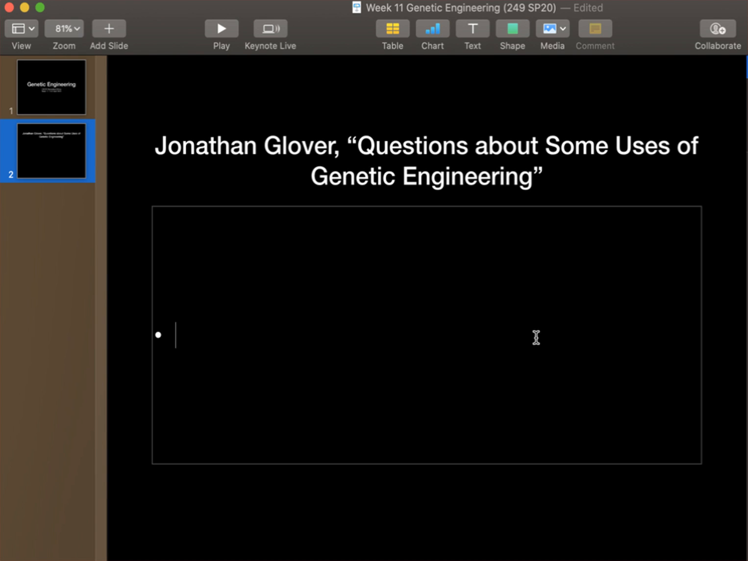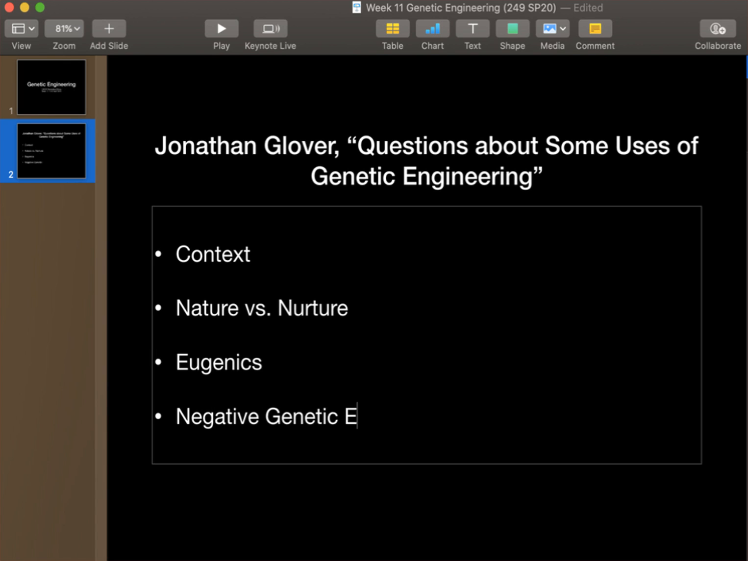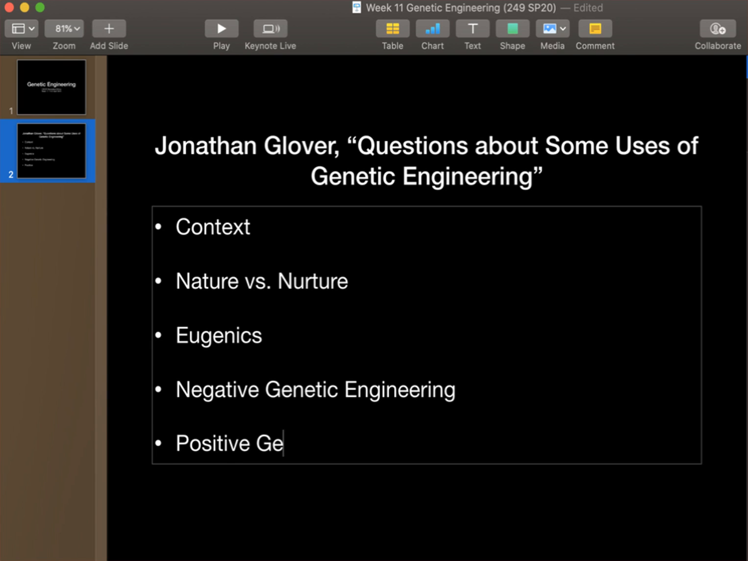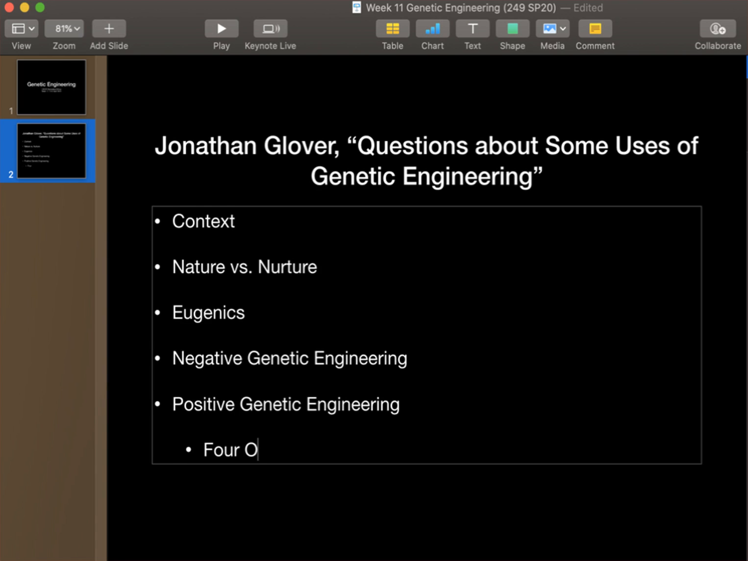Let me give you an outline of what I want to cover. First, we'll talk about context. Then we will get right into Glover's article. We will talk about nature versus nurture, eugenics a little bit, negative genetic engineering, and positive genetic engineering. And within positive genetic engineering, I'm not going to put them all here, but we are going to talk about 4 objections and replies. Okay? So that's an outline, what we're going to talk about.